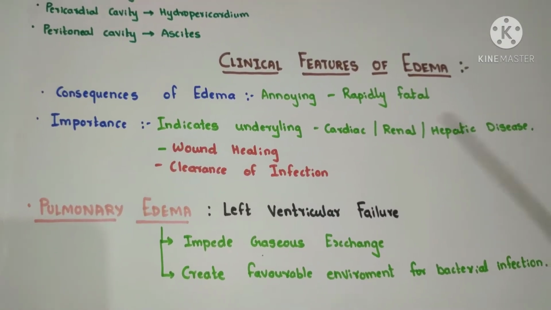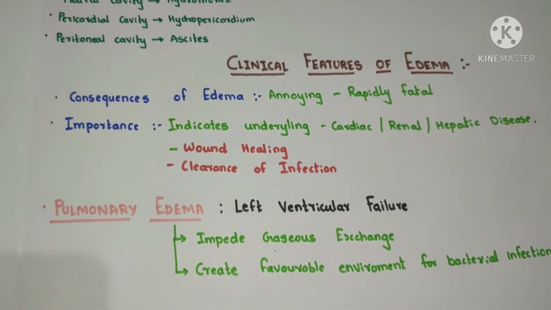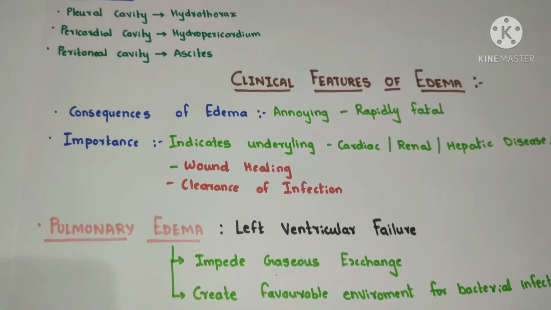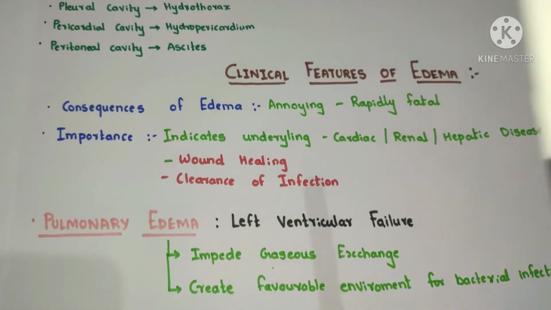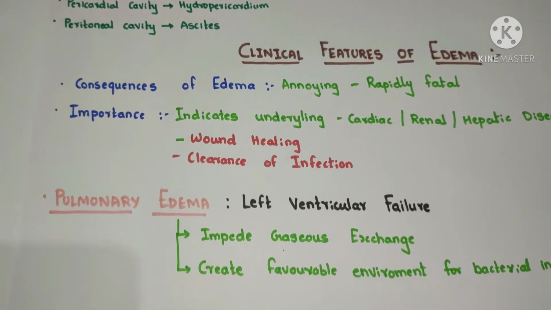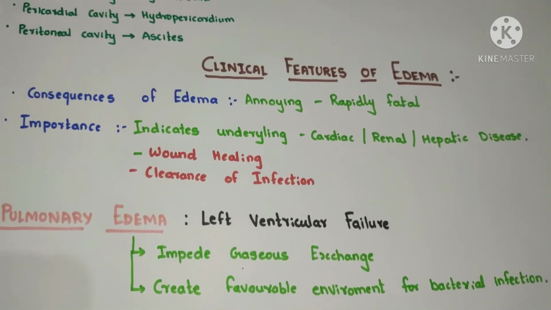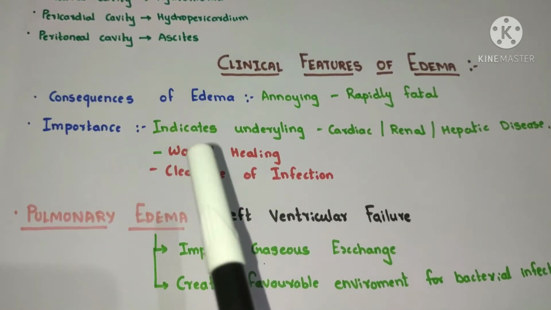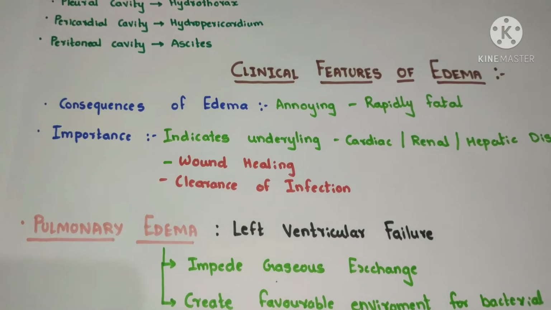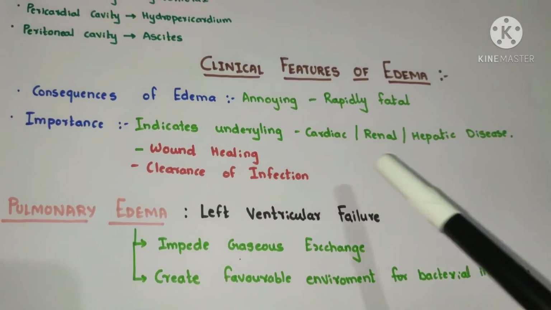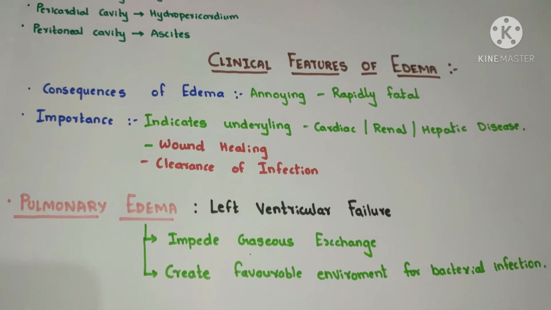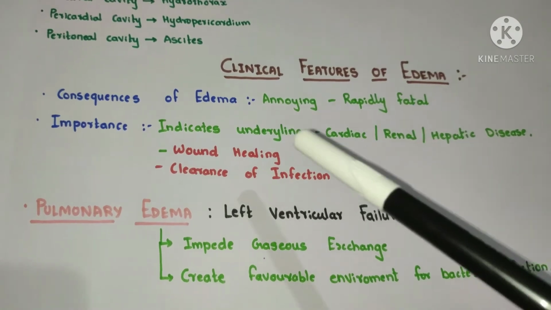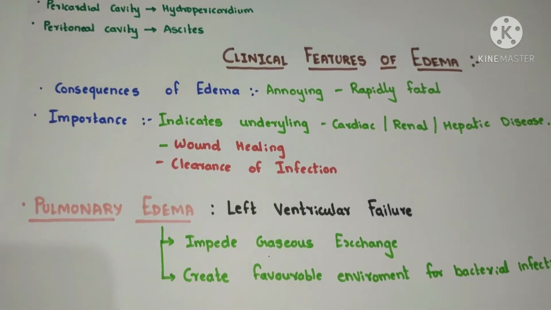So now let's look at the clinical features of edema. The consequences of edema are all related to its clinical features. It can be just annoying, or it can be rapidly fatal. When the brain or lung is involved, it is very dangerous. Now what is the importance? It indicates an underlying cardiac disease, renal disease or hepatic disease, because when these are disturbed, there are chances of edema. When edema is quite high, it can also hamper our wound healing and clearance of infection.